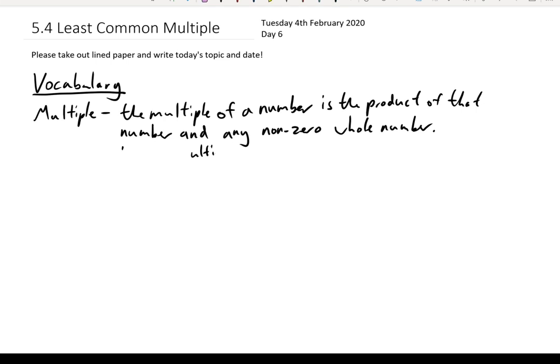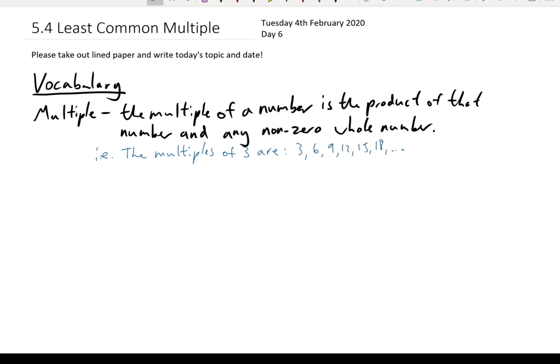Let me use a different color just to make things clearer. For example, the multiples of 3 are 3, 6, 9, 12, 15, 18, and so on. It continues. Okay, so 3 is the product of 3 times 1. 6 is the product of 3 times 2, 9 is the product of 3 times 3, and so on. It is that number times any non-zero whole number.